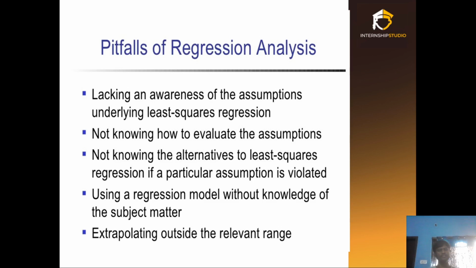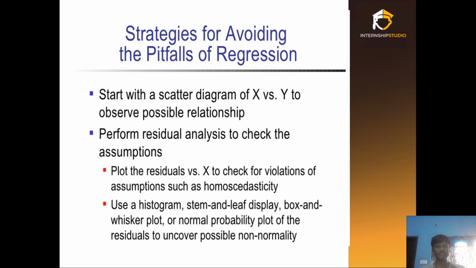And using a regression model without knowledge of the subject matter and extrapolating outside the relevant range. So these are the different set of things. And what are the different strategies for avoiding the pitfalls of regression? You start with the scatter diagram of x versus y to identify the possible relationship, and then we perform the residual analysis to check the assumptions, and we plot the residuals versus x to check the violations of assumptions, such as homoscedasticity, in the sense the equal variance that we were referring to, right?